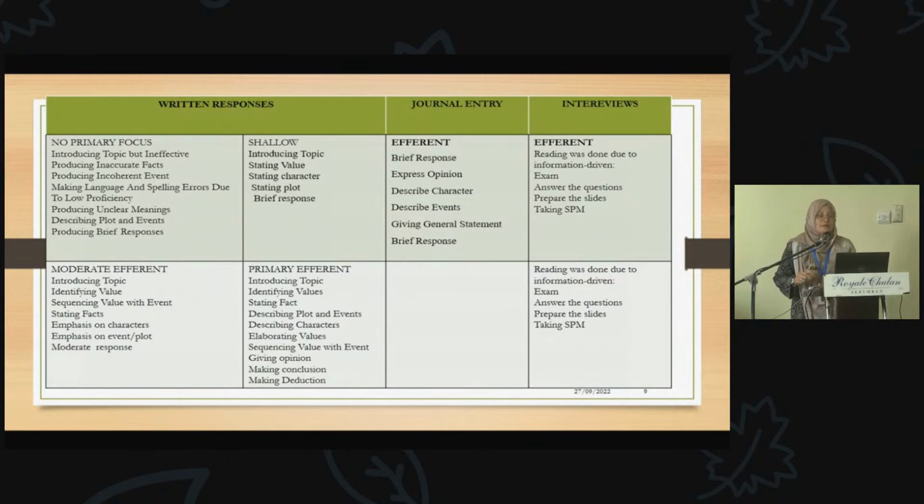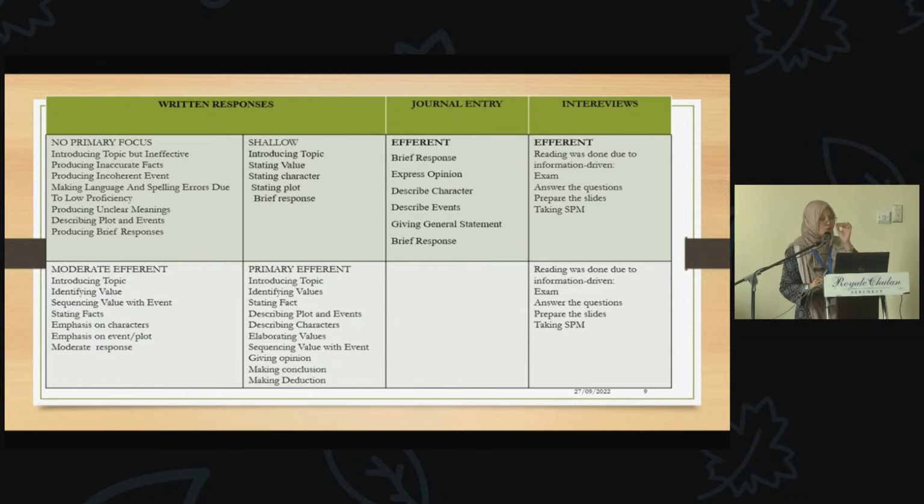Okay, let's look at the no primary focus where they adopted the efferent stances. In this no primary focus, when they do the reading and answer the questions, the students manage to introduce the topic but ineffectively. They produce inaccurate facts, meaning perhaps they did not finish their reading, or the reading is incomplete. So they just skip the reading. They produce incoherent events, so they don't know which event comes first. They make language and spelling errors due to low proficiency. And sometimes, under no primary focus, they produce unclear meanings.